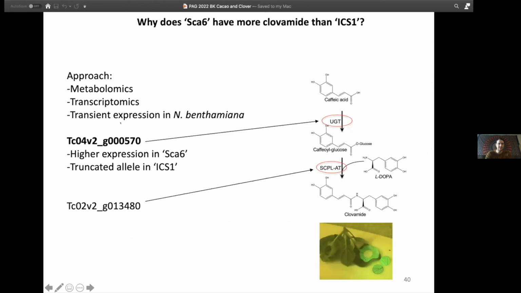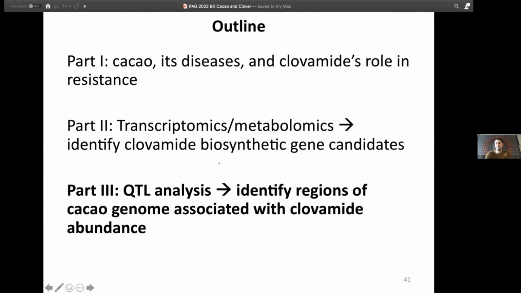So here's the pathway again. We have higher expression of this UGT step in Scavina6, and we have a truncated allele in ICS1. And just briefly, for a bit more support, I'm going to show some QTL analysis results. This was to identify regions of the cacao genome associated with clovamide abundance in young leaves.